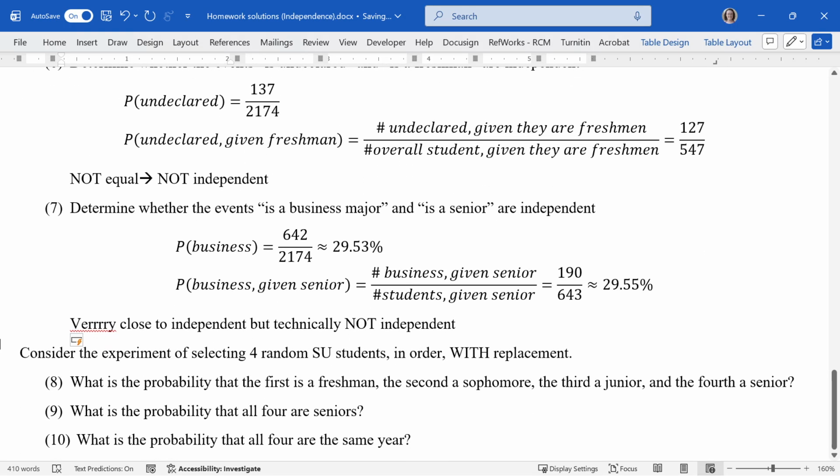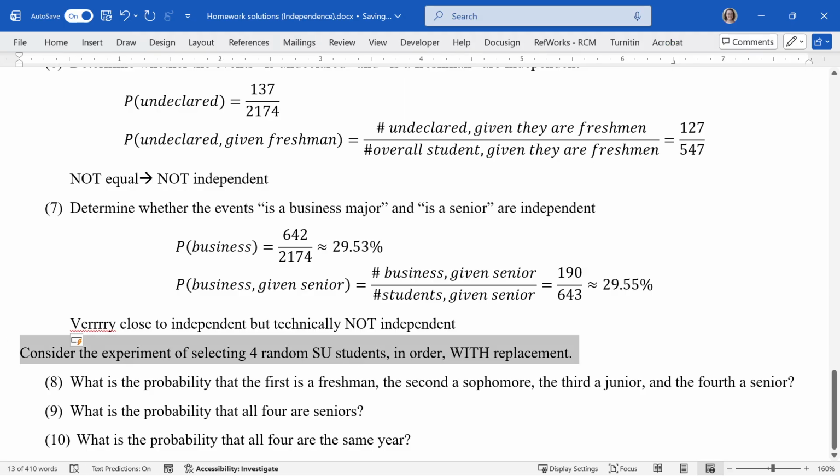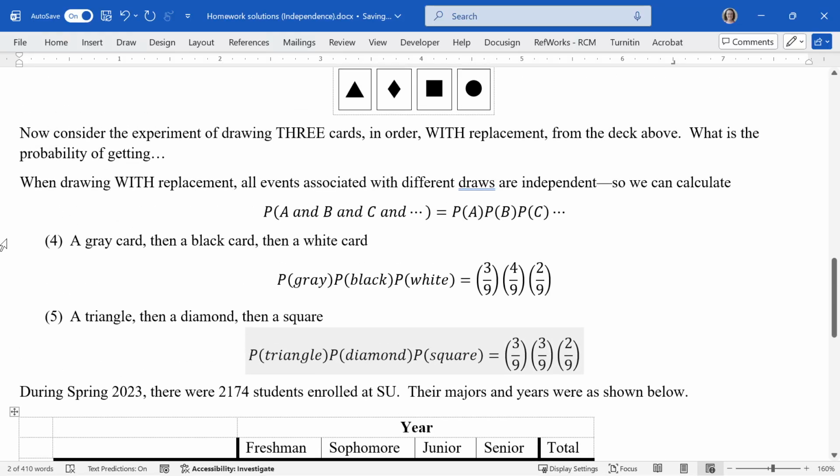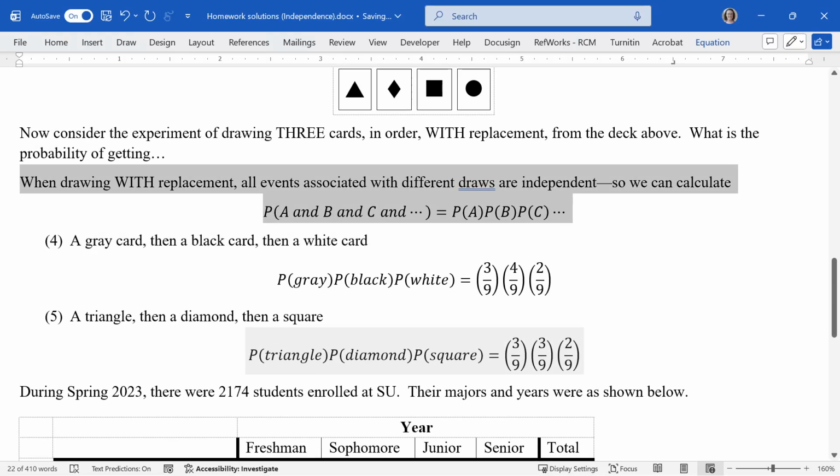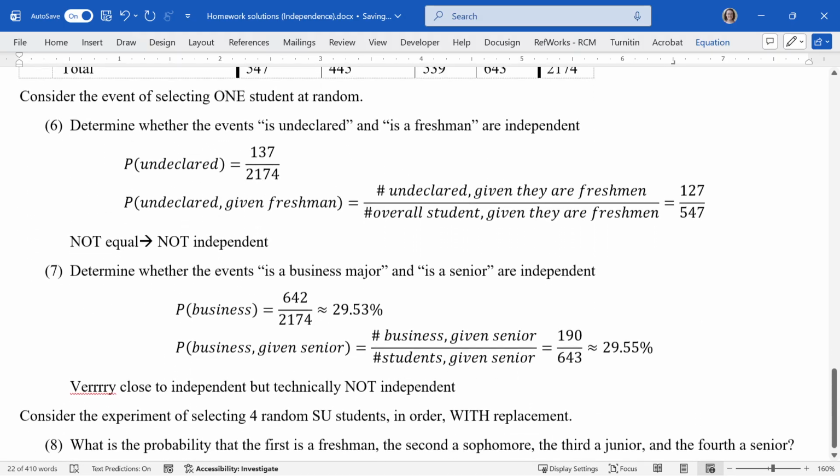All right. These last 3 questions, consider the experiment of selecting 4 random SU students in order with replacement. So again, with replacement is like putting the students back into the pool before we select each one. That is going to make these draws independent from each other, which means we can use this probability technique up here, where we just multiply together individual probabilities.